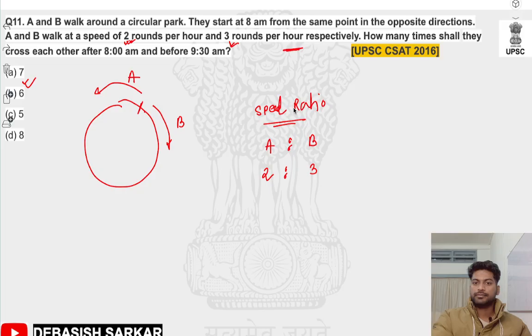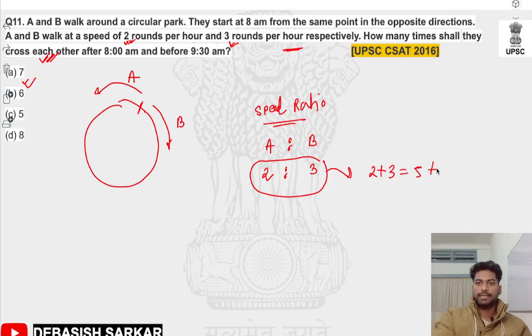Whenever you see this kind of question, about when they will cross each other, if it's for 1 hour, just add them, 2 plus 3, so 5 times. But it's not for 1 hour, it's for 1.5 hours. So for 1 hour it's 5 times, and for the extra 30 minutes it will be 2.5 times. 2.5 times won't happen, so just take 2 times. So 5 plus 2, that is 7 times.